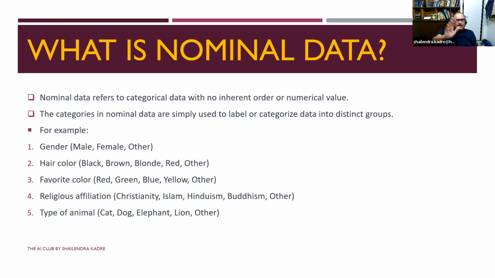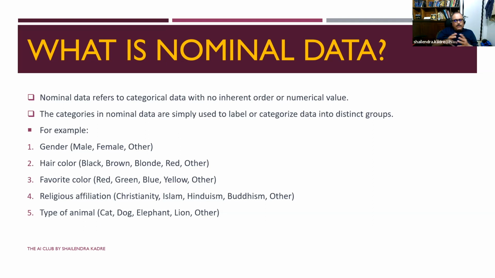So you see there is no order in this. These things are simply defining something, but there is no order. I cannot say that a dog is bigger than a cat, or a lion is bigger than an elephant. Now religion: Christianity, Islam, Hinduism, Buddhism. I cannot say Islam is better than Christianity, or Hinduism is better than Islam, or Buddhism is better than Hinduism. They are just representing some religion. There is no order in this.